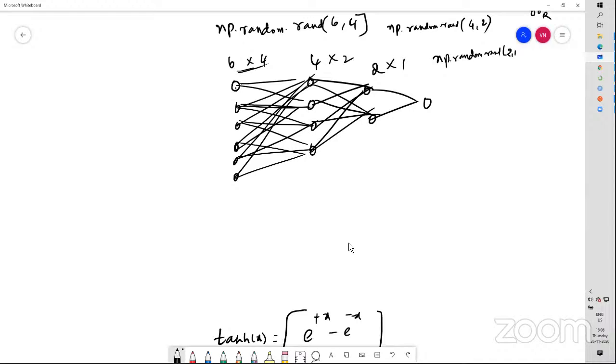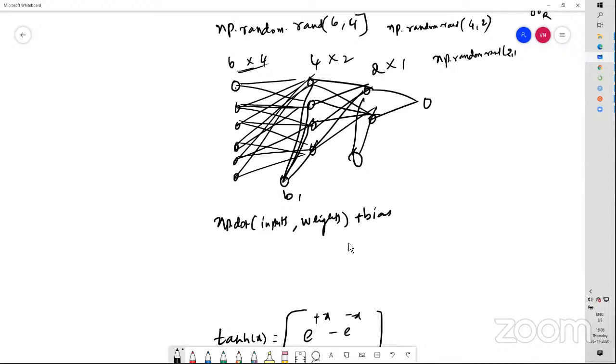Then the matrix multiplication. So np.dot of your inputs comma weights plus bias. We need to add a bias, and now we need to add a bias at each layer. So this is the bias for the first layer, this is the bias for the second layer. So this is B1, this is B2. So this is, let's say, B1. So this will generate this output. Let us call this the H1 layer.